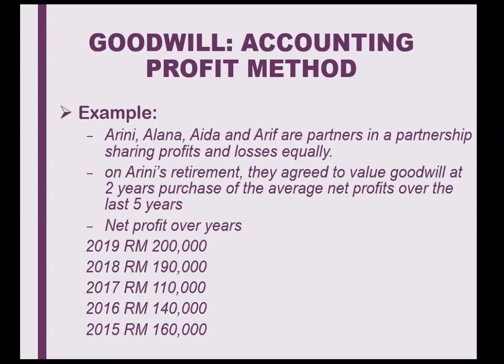That is the number of years they agreed as the year purchase, and then of the average net profit over the last 5 years. So we have here the net profit in 2019 of 200,000, 190, and so on. You need to calculate the average net profit for those 5 years.